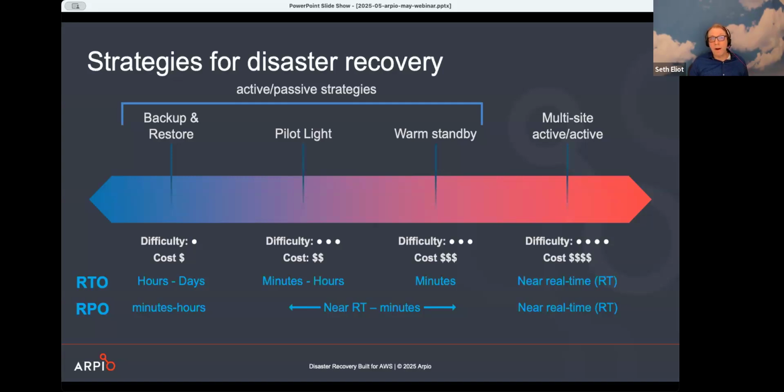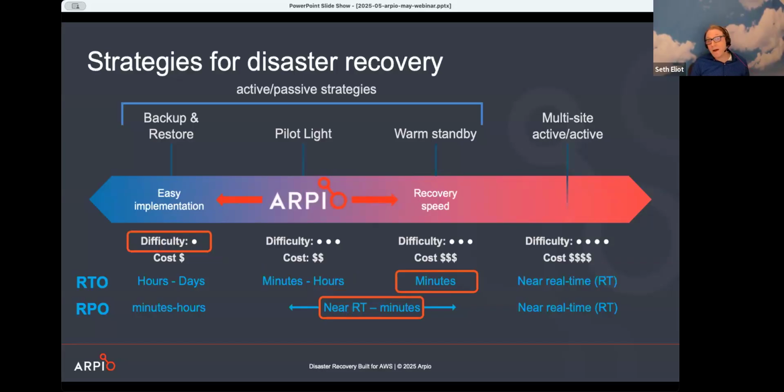Where does RPO, our ARPIO, fit here? RPO is a pilot light strategy. So we're going to be saving you money off the bat, right? So we're not going to stand everything up that you need right away. We're going to stand it up when you need it. That saves money. However, RPO has some advantages.